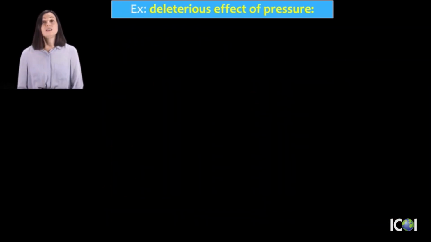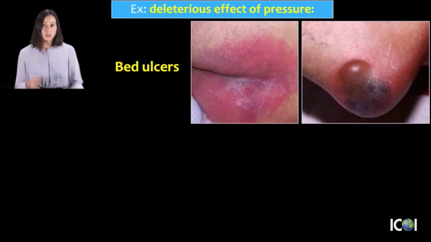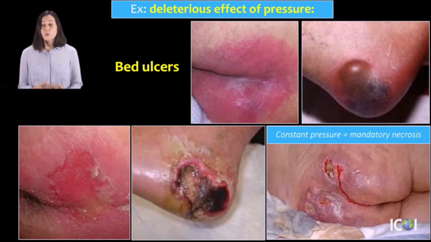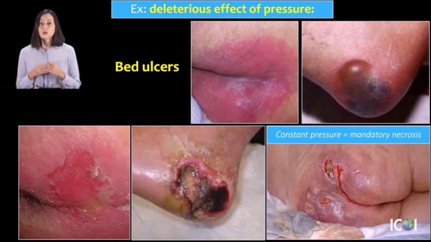Let's take an easy example of the effects of the pressure. Bed ulcers. If you apply constant pressure on a tissue for hours and hours, you will induce ischemia and necrosis. And this is why when we sleep at night, we have to change position several times, because the tissue cannot stand to have pressure applied on the same spot for several hours.